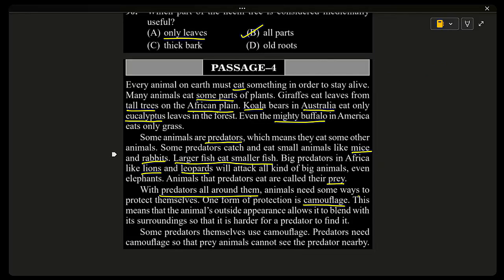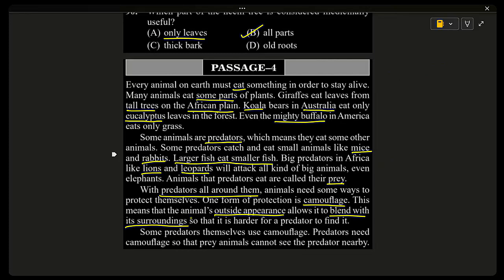For example, the leaves are green in color. The fish, or whatever is there under the water between the leaves, wants to hide from the predator. What will they do? They will change the color of the skin to completely the leaves' color, so it is hardly distinguishable. That means we cannot identify them clearly. This means that some animals' outside appearance, they can change the color, allows it to blend with the surroundings. Blending with the surroundings means it will take not only the shape, but also the color of the surroundings, so it is harder for the predator to find it. So if they don't know whether the fish is there or not, then they cannot attack.